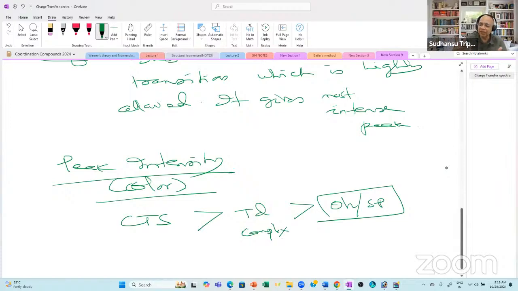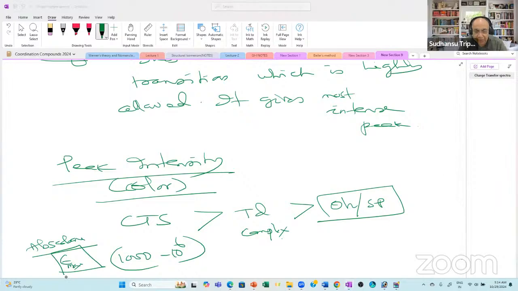Sometimes OH, sometimes SP, the epsilon max, this is absorbance, is greater than 1000 to 10 to the power 6. Epsilon max is called the absorbance. That is a constant for that particular absorption. So I will tell you the Beer-Lambert law, not the beer that we take for a narcotic, for having fun.